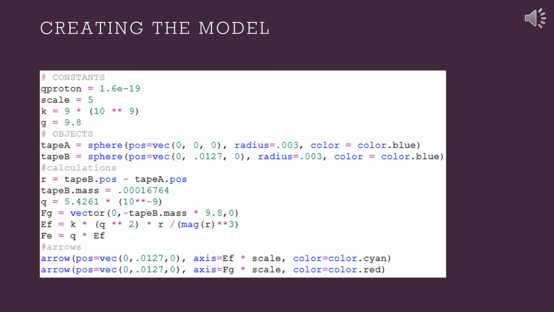Then I created the objects that will represent the two pieces of tape. Tape B represents the floating tape, and tape A is the one I held below tape B. From there, by inputting the values necessary for calculating the force of gravity and electric force, I can obtain values for these forces and represent them as arrows, sort of like a force-body diagram. When calculating the electric force, I obeyed Coulomb's law.